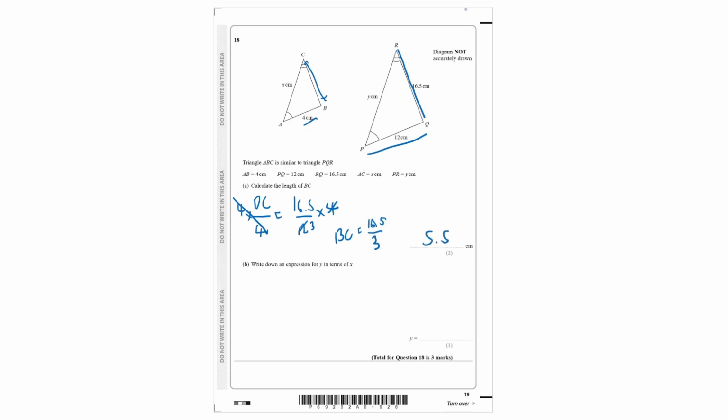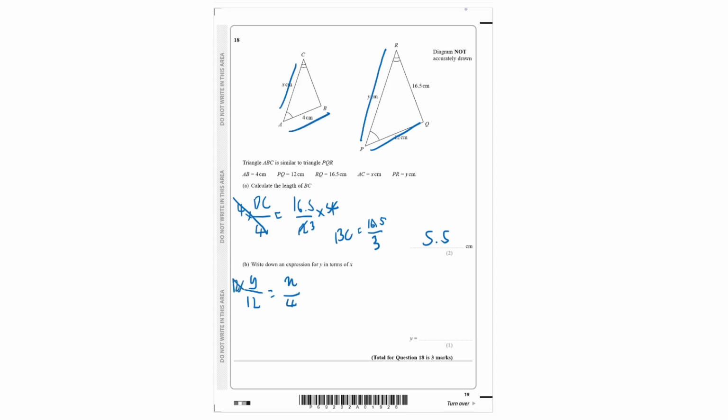And write down an expression for y in terms of x. We can use the exact same rule. We can see that y divided by PQ, which is 12, is equivalent to x divided by 4.